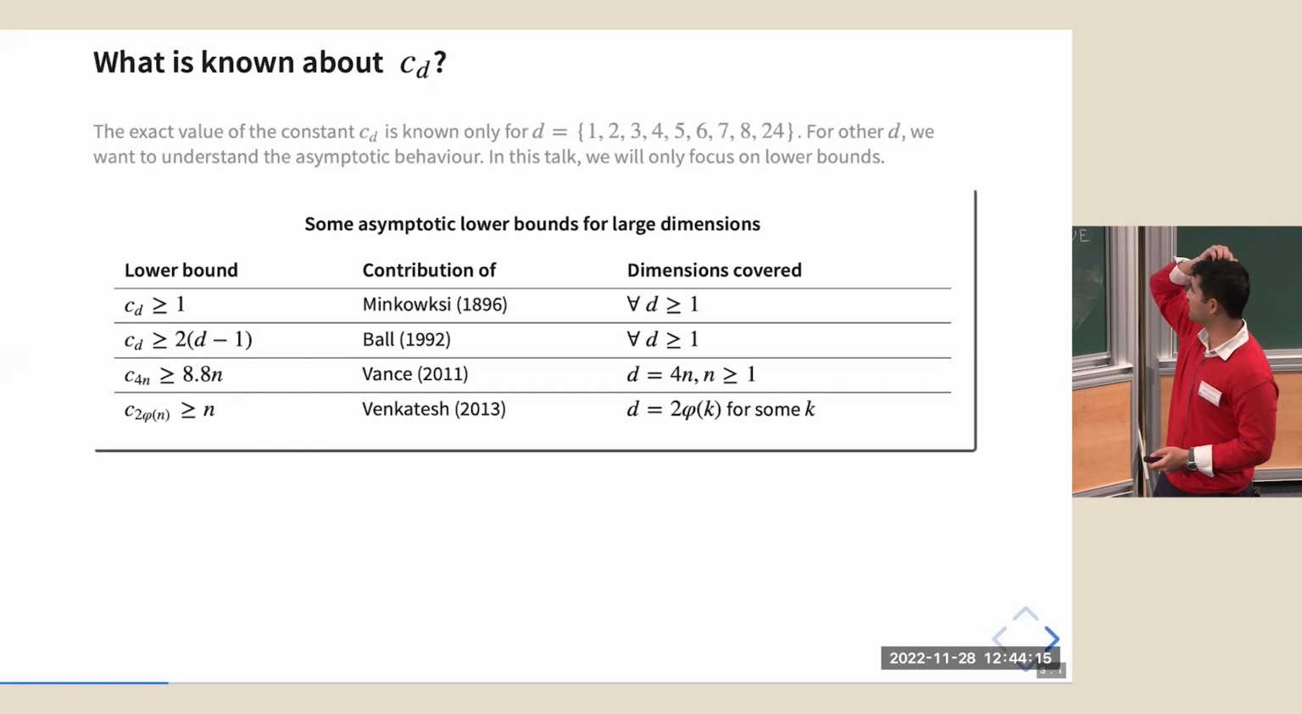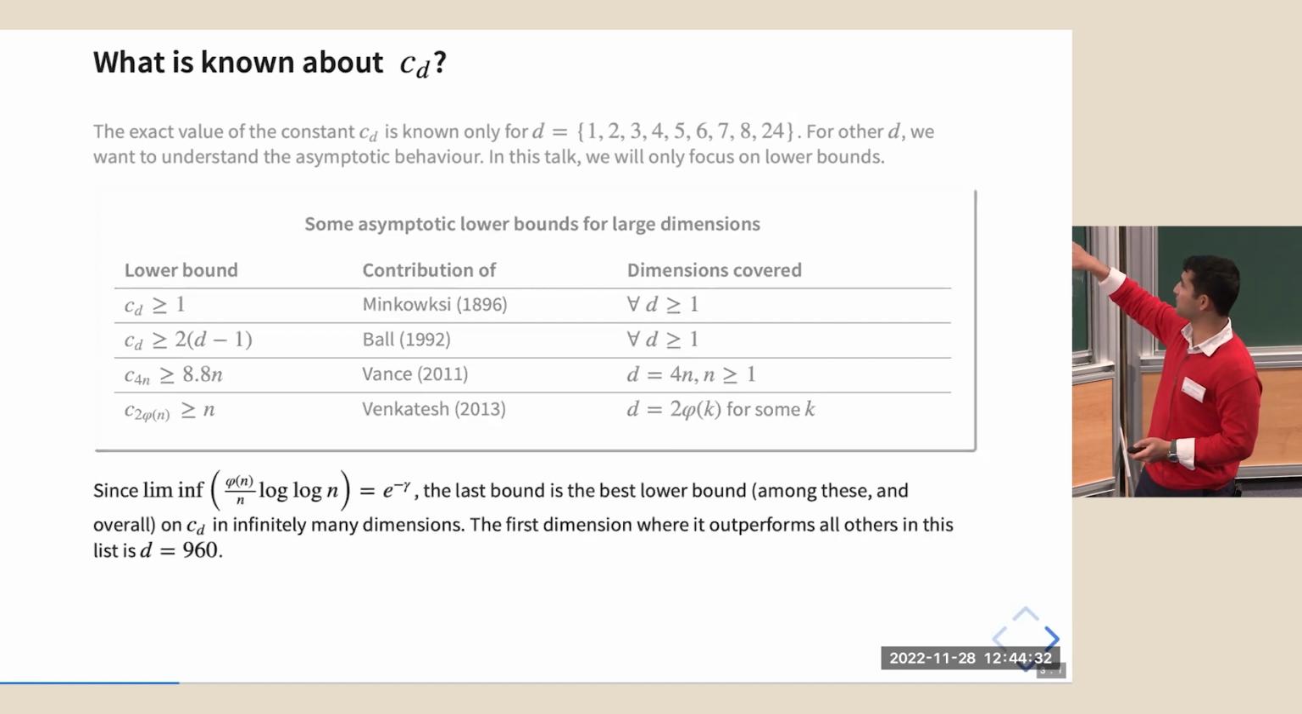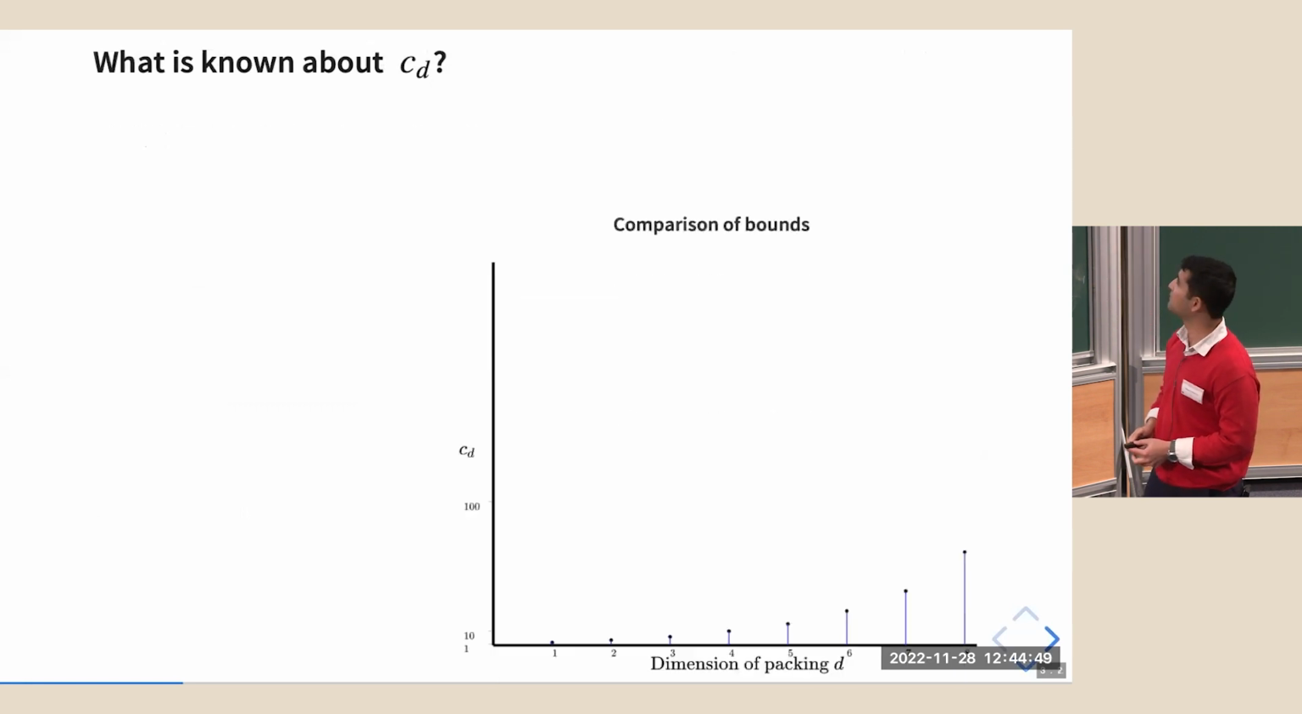It's the state of the art, and not all of these bounds are valid for all dimensions. So the first two are valid for all dimensions, the others are selective, it works for a sparse sequence of dimensions. And the last one has the best asymptotic growth. It works for, let's say, dimension D bigger than 1000, but it has an asymptotic growth of order n log log n. The other ones are linear, and the last one is like n log log n. So let me put that in pictures.